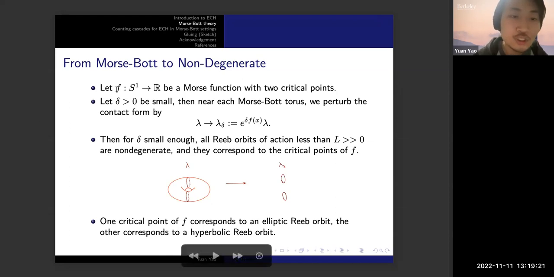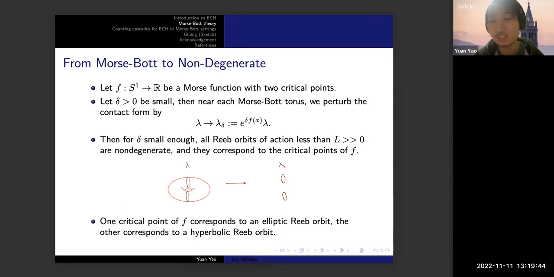I choose a Morse function on S1. This S1 is the same S1 as the S1 family of Reeb orbits, and it has 2 critical points. Let delta be very small; that's controlling the size of the perturbation. Then near each Morse-Bott torus, we perturb the contact form by multiplying by e to the delta f of x. Remember, X is the S1 family of Reeb orbits.